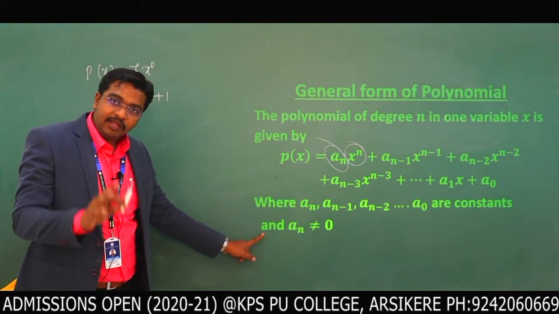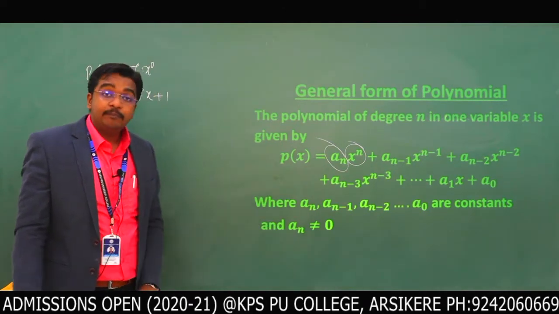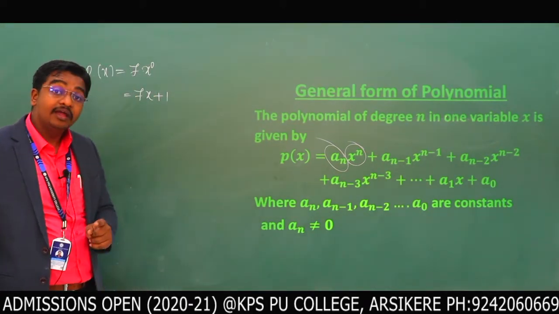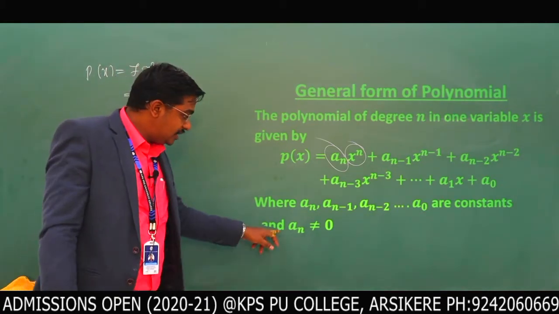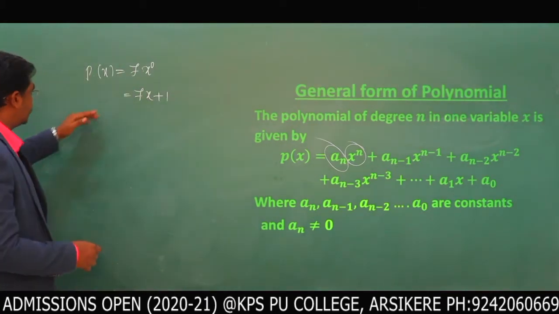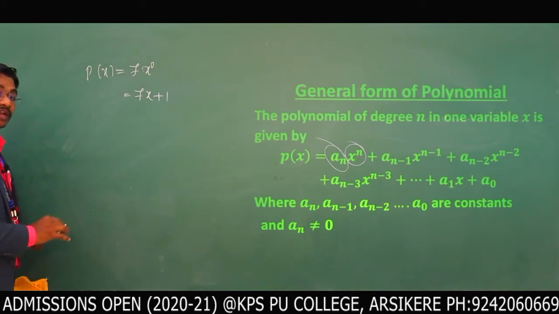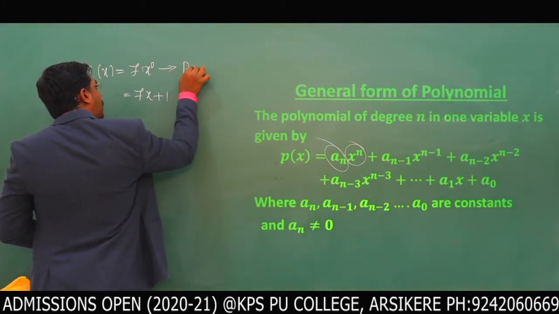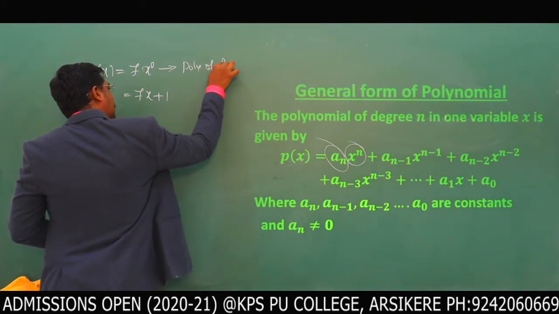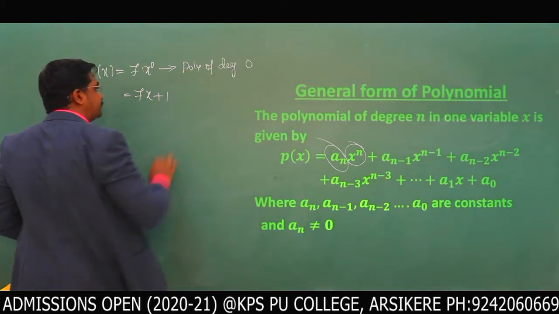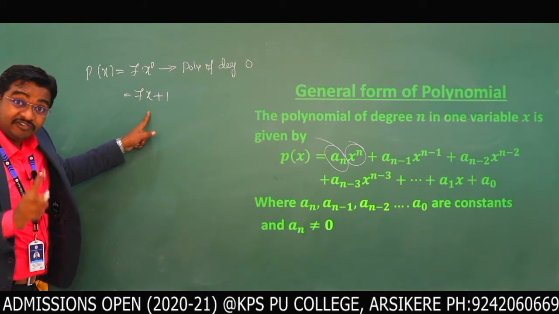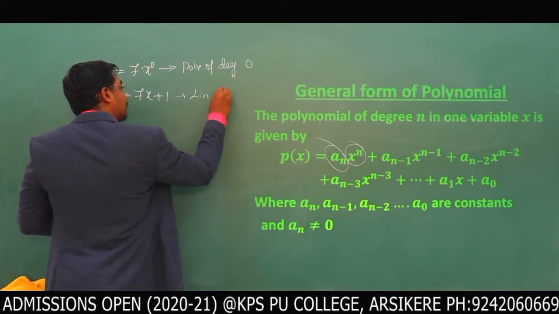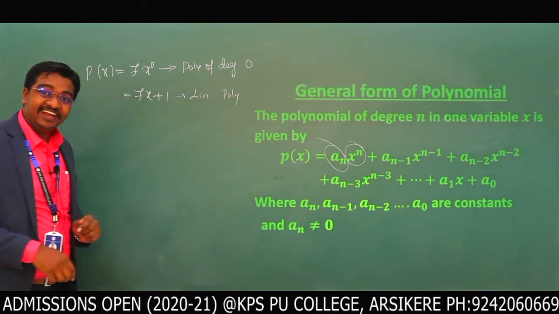Okay, it is never 0, that becomes here an. So an is never 0. Here the leading coefficient is an, so an is not equal to 0. Now come to here. So p of x is equal to 7x power 0. This is a constant, so this is called a polynomial of degree 0. This is the polynomial of degree 1. So this is called a linear polynomial. What do we call this? Here, linear polynomial.